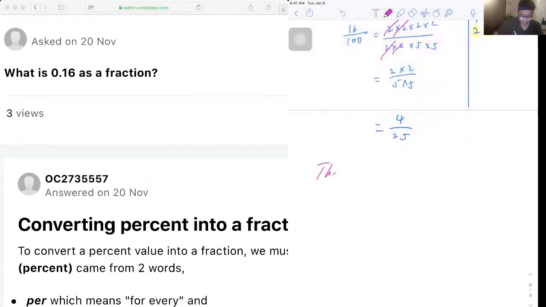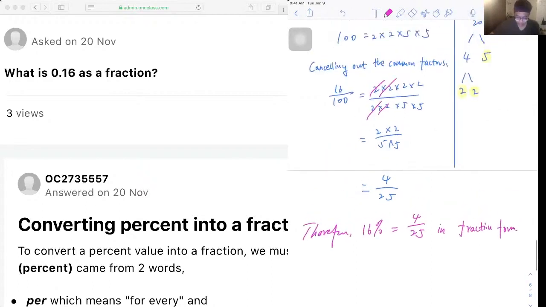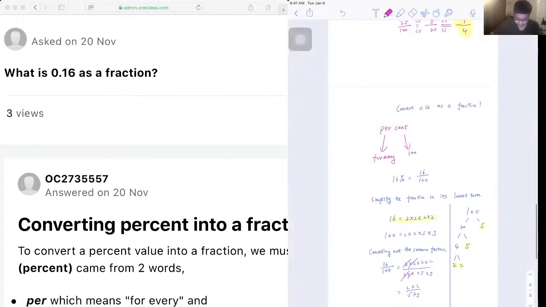So we can write our conclusion. Therefore, 16% is equal to 4/25 in fraction form. And yeah, so that's all we have for this question.